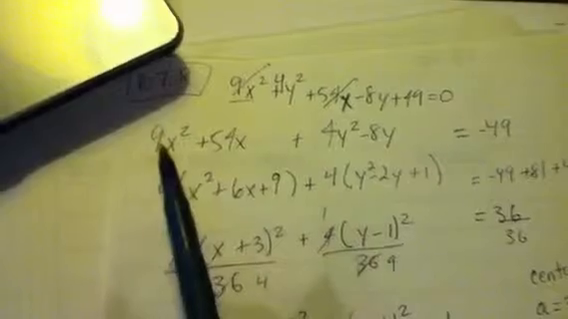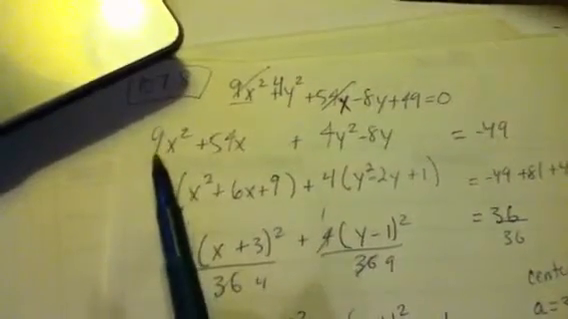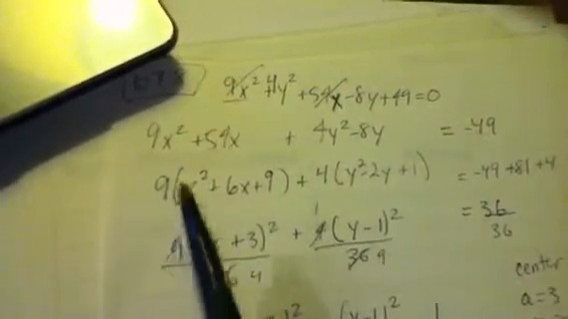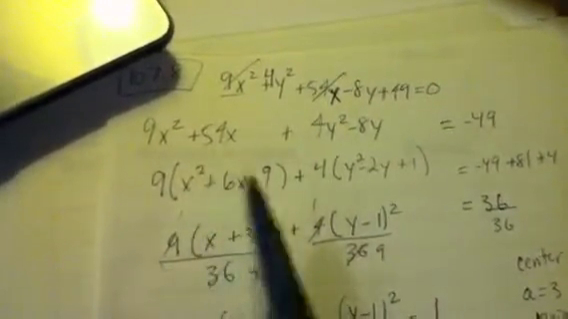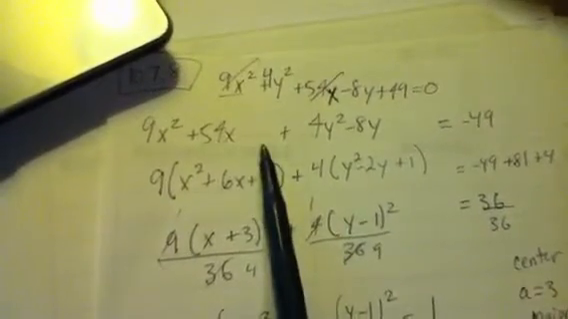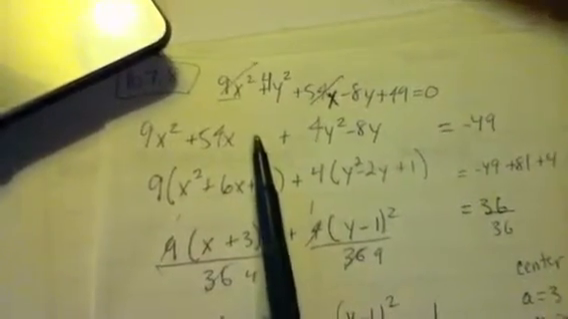So what I did is I grabbed the x's, got the x's together, and then I got the y's together. And then I brought the constant over to the other side. And then I factored out just the number part, just the 9. I know you could factor out an x, but you don't want to do that. And then inside here I had x squared plus 6.